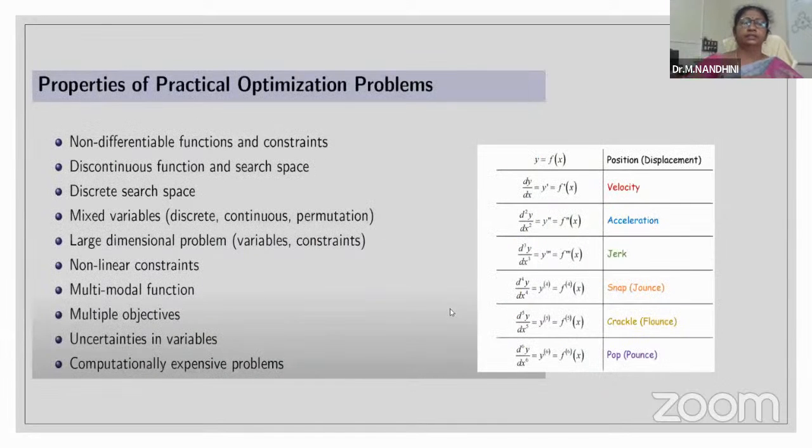Then following that, we are going for the next topic. So far we have seen optimization and how it has to be modeled for different applications, and some of the applications with design and decision variables that we have seen so far.